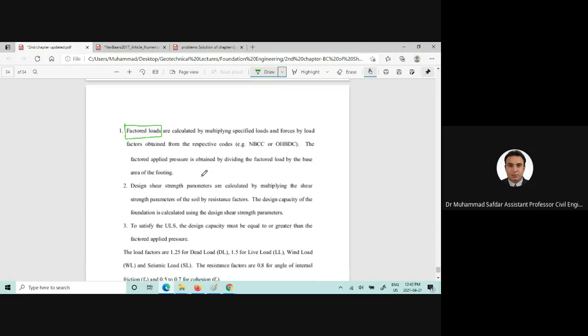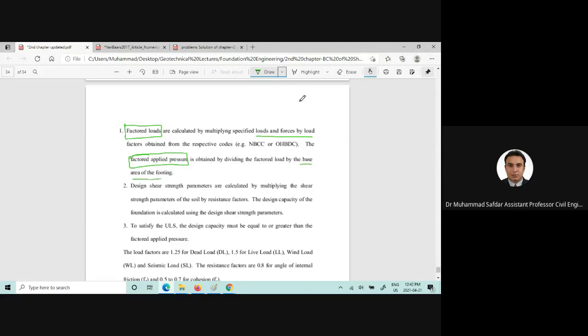How we do that? We find out the factored loads by multiplying certain factors with the loads and forces, and we will find out the factored pressure, which will be divided by the area or the base area of the footing.